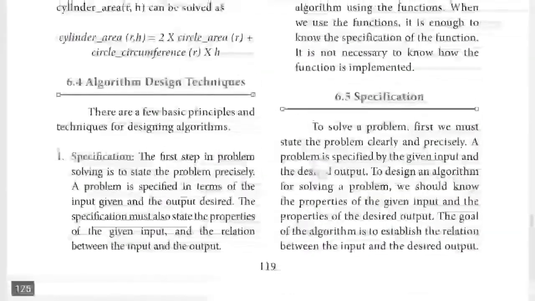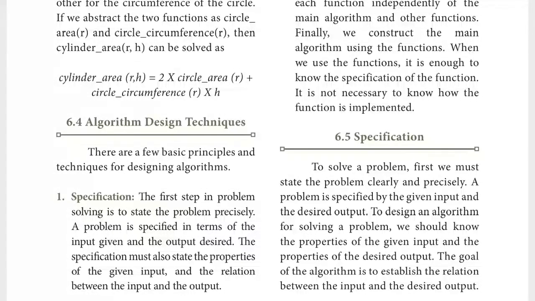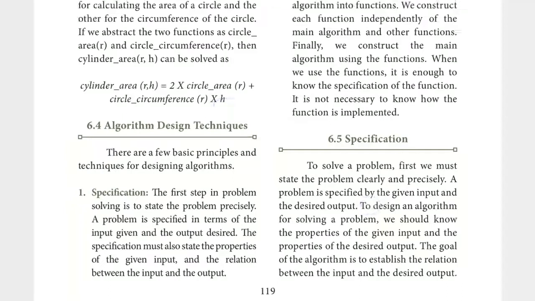So algorithmic design techniques. If you want to design an algorithm, you have to follow this: specification, abstraction, composition, decomposition, iteration, and certain steps. So these are all the algorithmic design techniques. First thing is specification. You have to precisely specify the input and output and the relationship between input and output. So that is known as specification. You have to specify the input given and the output desired.